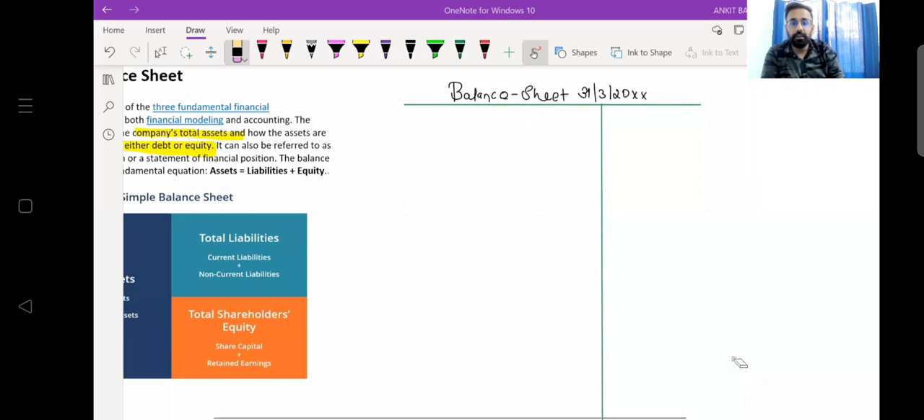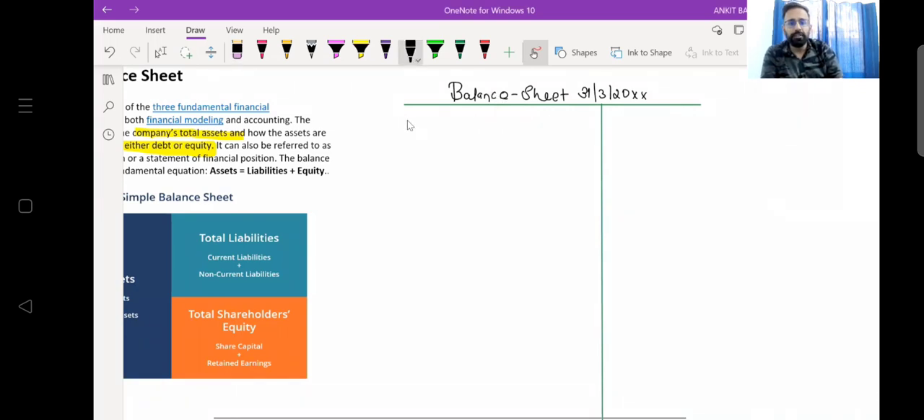Hello everyone. In today's session, we will be discussing the format of the balance sheet. We have already discussed why companies prepare a balance sheet and what the importance of the balance sheet is. So today I will draw the format of the balance sheet and explain how companies actually prepare it by following the format of Schedule 3.